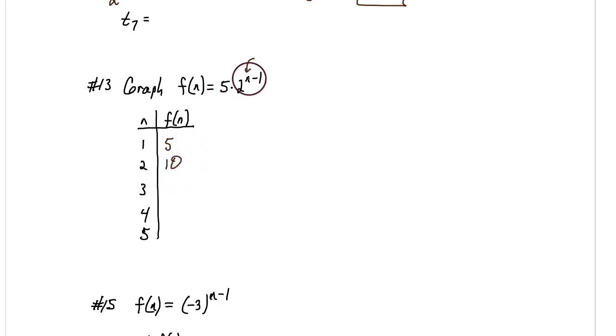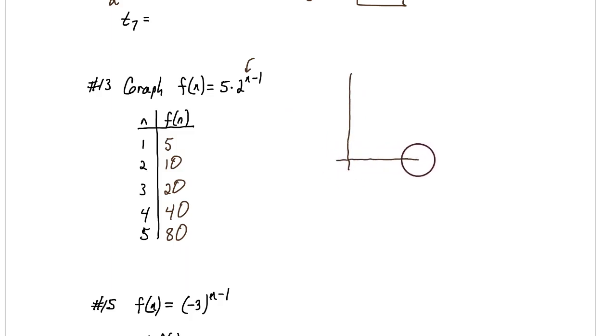Let's fill in 3. 3 minus 1 makes 2. 2 to the 2 is 4, and 5 times 4 is 20. Can you see the common ratio yet? Moving from term to term, you're timesing by 2. This next one is going to be 40 and then 80. Now we're asked to graph this.